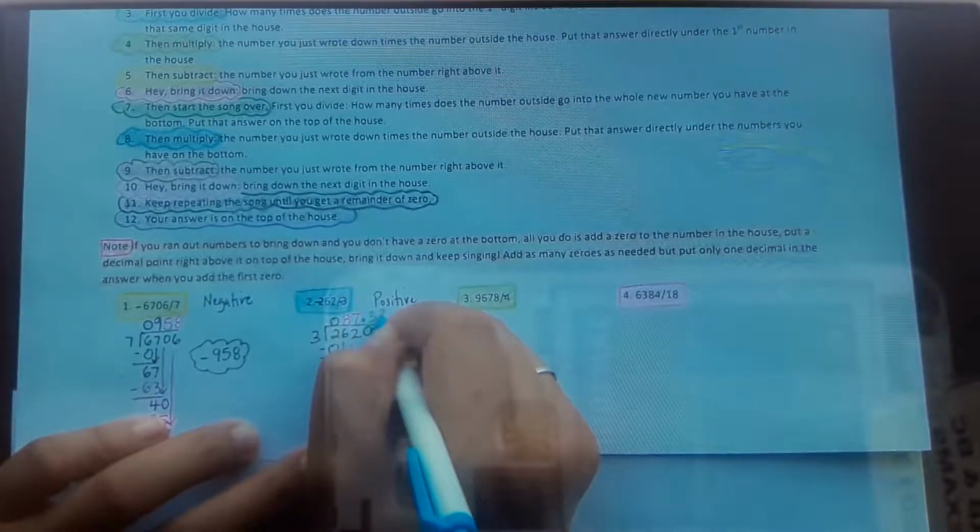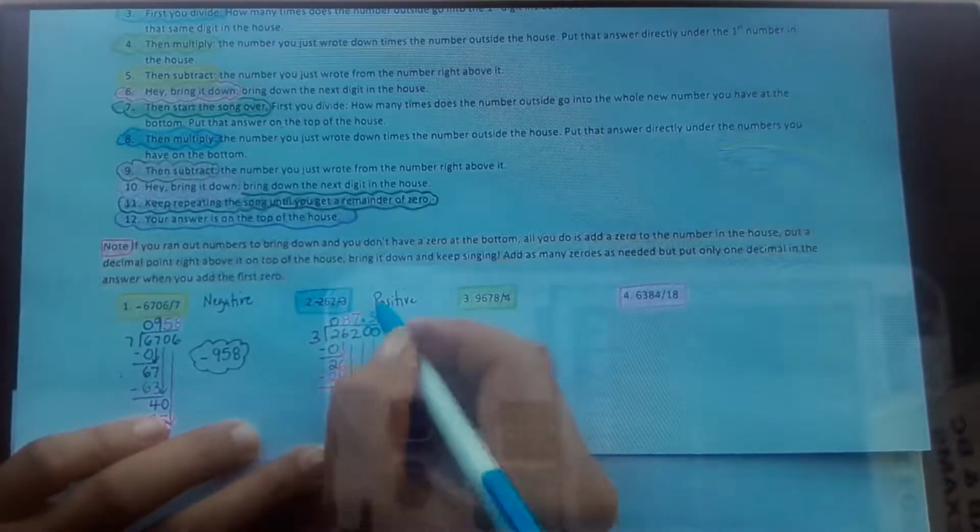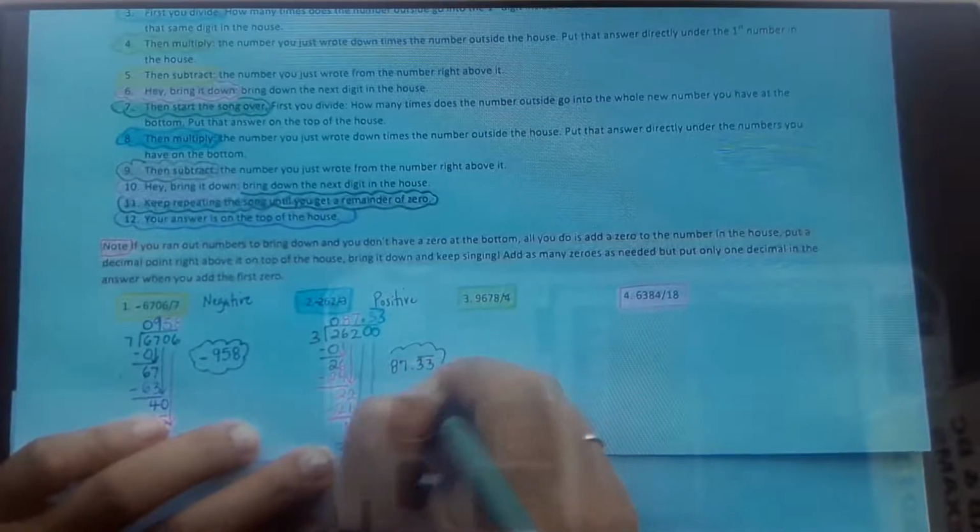First you divide, 3. Then multiply, 9. Then subtract, 1. Hey, bring it down. So we're going to keep doing this over and over. So obviously this is a repeating decimal. So the final answer, 87.3 repeating.